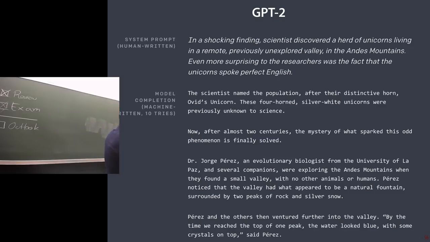Whereas here you seed the system with a bit written by humans with some ideas like unicorns speaking perfect English in the Andes. And then it starts generating a very natural looking news article where at the end you can still see it's imagined this guy called Dr. Jorge Perez, and in the next paragraph he's still talking about Perez. And it's remembered that they're venturing into a valley and that they're looking for unicorns, stuff like that.